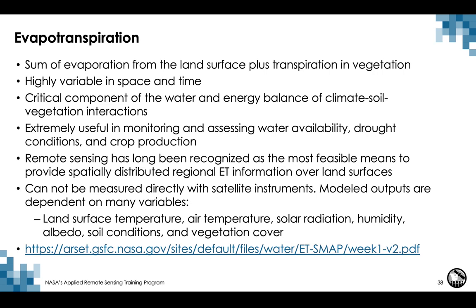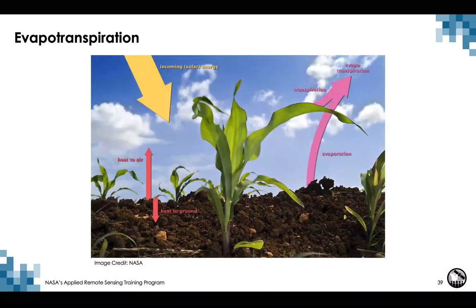The link provided below is from a previous RSET training on evapotranspiration. We encourage you to go through the materials found on the webpage and join us for part 4 of the webinar on May 5th, where we'll be going into greater detail on evapotranspiration and the evaporative stress index used for agricultural applications. The following image is a simplified infographic for evapotranspiration and the water and energy balance of weather, soil, vegetation interactions.